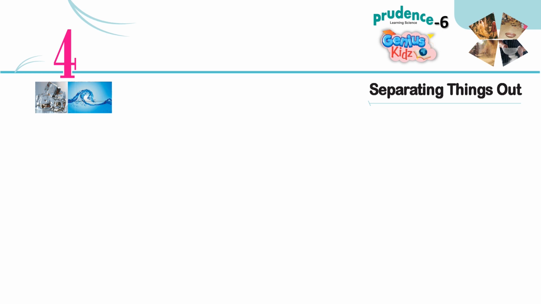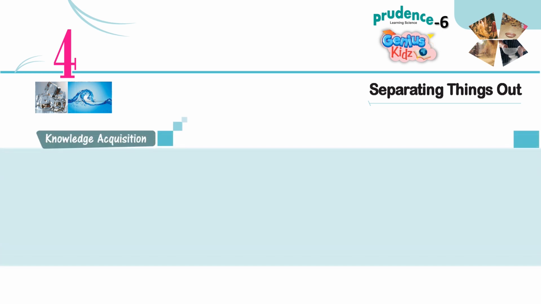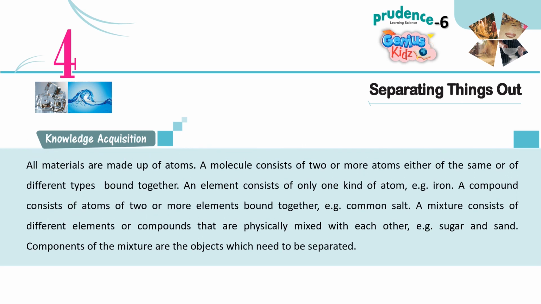Chapter 4. Separating things out. Knowledge acquisition. All materials are made up of atoms. A molecule consists of two or more atoms, either of the same or of different types bound together. An element consists of only one kind of atom, for example iron.